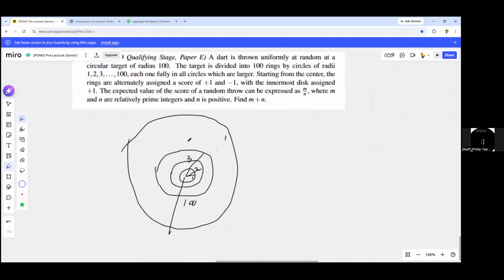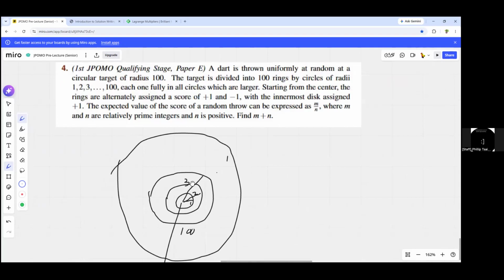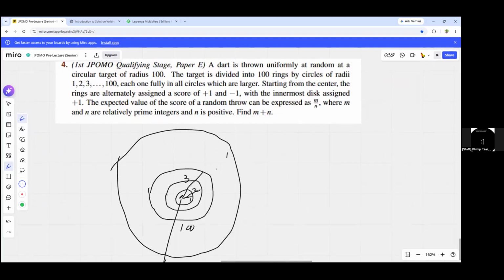I'm going to shade all scores with positive one in black. Okay, so it's something like this. So the circle with radius 1, for example, just pretend this is black. Okay, so it looks something like this, and then we go on and on, all up to 100.